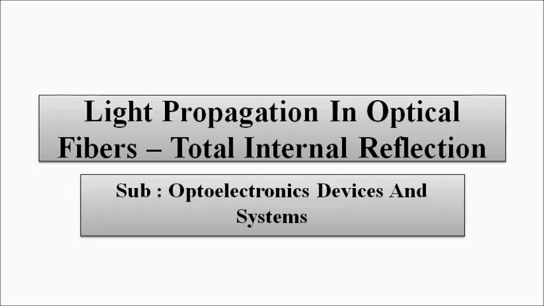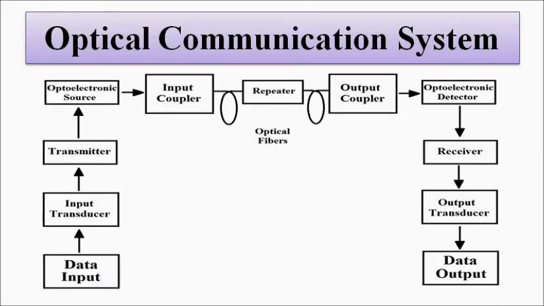So we'll continue our discussion with the optoelectronics devices and systems. So far we have discussed some of the basic concepts related to the optical communication systems and also about optical fibers, the basic structural concepts, the classification. So in this video we are going to discuss the light propagation principle in optical fibers, how light rays travel within the optical fibers carrying information from source to destination, the basic principle. So we know that the optical fibers is an important element in the optical communication system.